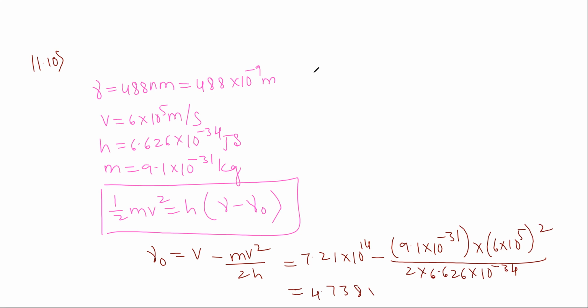we get 4.738 into 10 to the power of 14 hertz. So therefore the threshold frequency for photo emission of the electron, how much we got, is 4.738 into 10 to the power of 14 hertz. Using all the given values, just substitute those values, and after simplification we got the threshold frequency as 4.738 into 10 to the power of 14 hertz. So this is the solution for 11.10.